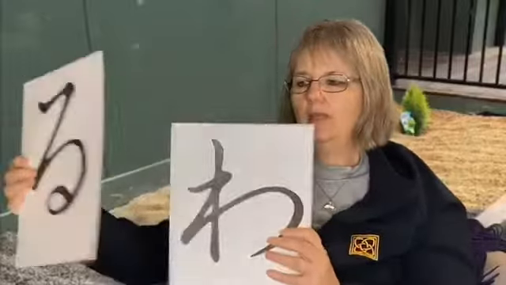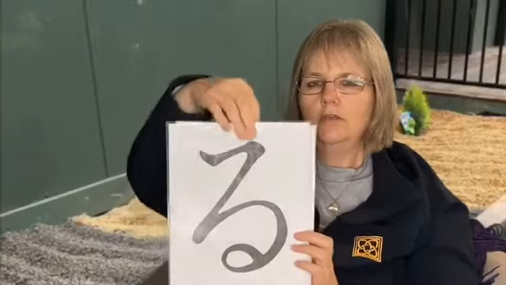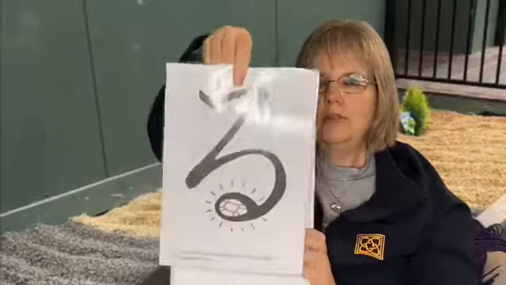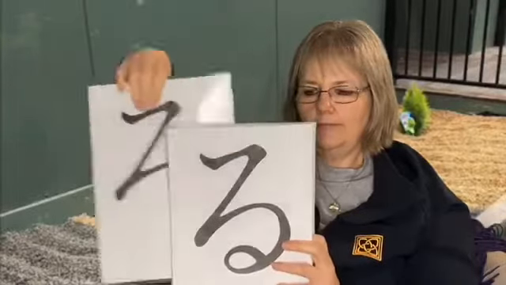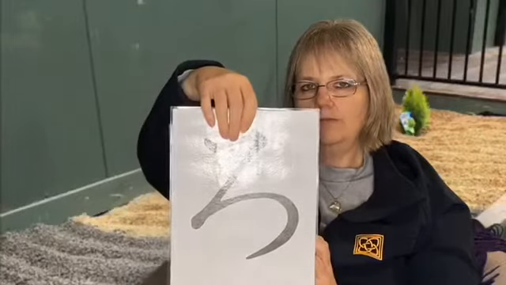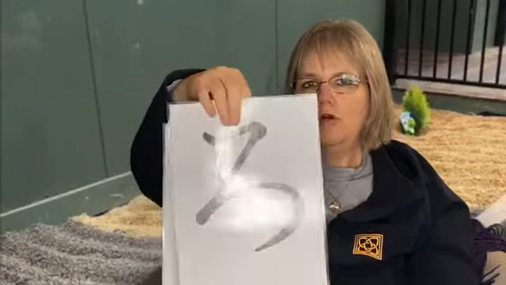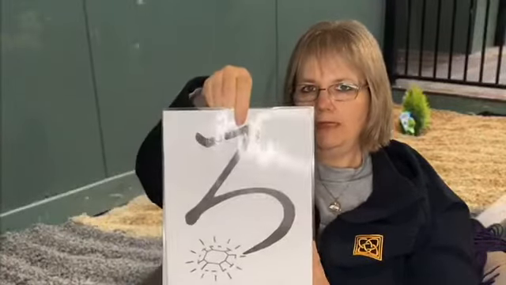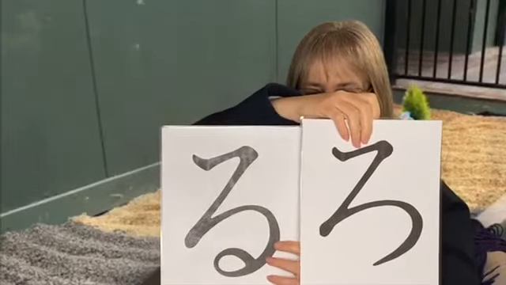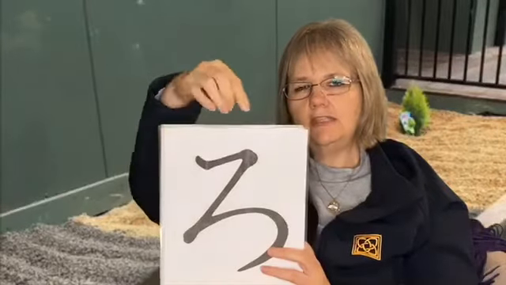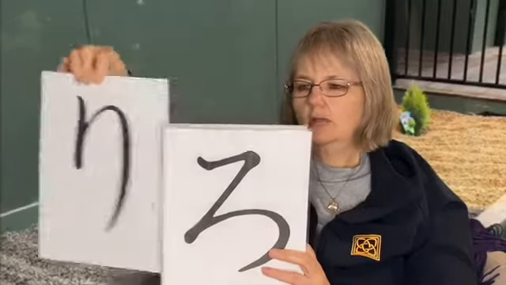The next one. Nan desu ka? Ru for ruby brooch. Nan desu ka? Ro for robbery. They're easy when they're together, but when they're not.